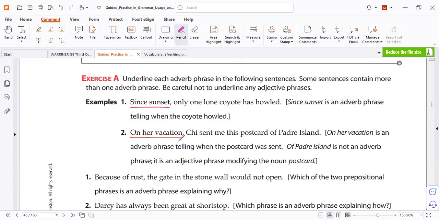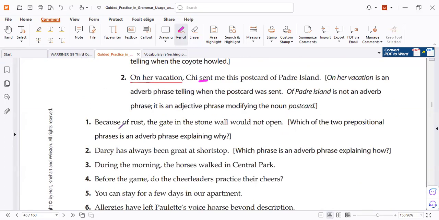What is, or what are, the phrases? He said, since sunset, it modifies the verb. So when did it happen? Since sunset, up to now. Again, she sent me when on her vacation. Again, because of trust, the gate in the stone wall would not open. Why will it not open? Because of trust. That phrase tells me why. At the beginning, we need a comma.